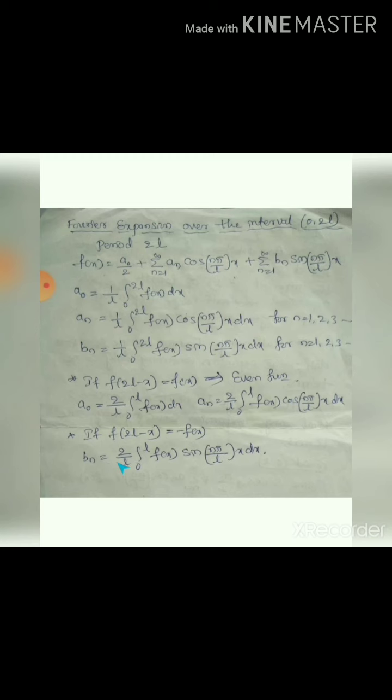And if f of 2l minus x is equal to minus f of x, this implies our given function is an odd function, and bn equal to 2 by l integration from 0 to l f of x sin n pi by lx dx. Only this bn we have to calculate here. A naught and an are 0. Like this way, only the formula changes, and the method of calculating the Fourier expansion of a given function is the same as in the previous interval.